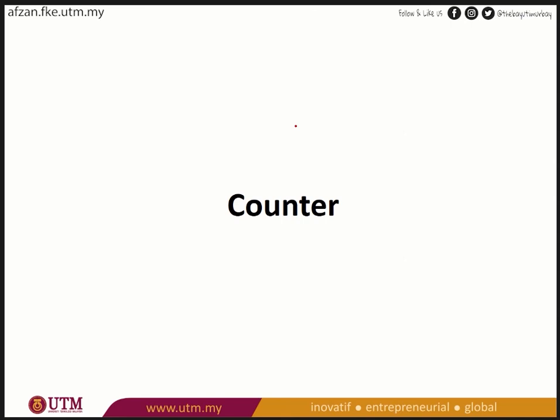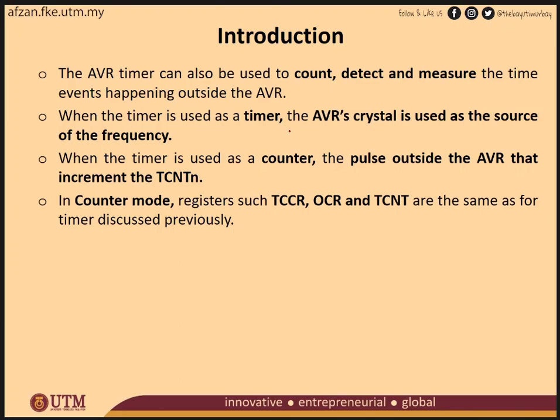Now we are looking at the counter. Instead of using it as a timer, the AVR timer can also be used to count, to detect and measure the time of events happening outside the AVR. So when the timer is used as a counter, the pulse outside the AVR increments the TCNT. Any pulse from outside of your AVR connected to your T0 pin will increase your TCNT value, your counter register value.